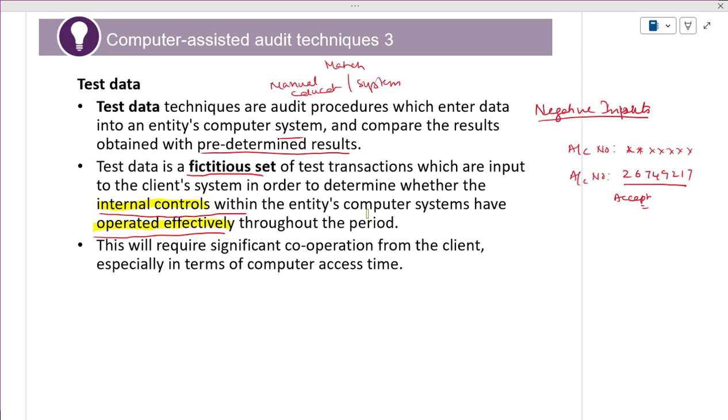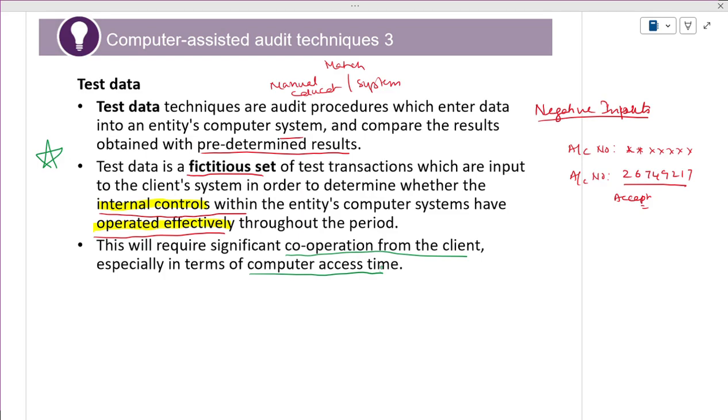This will require significant cooperation from the client, especially with respect to computer access time. You just make sure that audit software and test data will be there in the exam for 2 marks. Okay, 2 marks, 1 question.